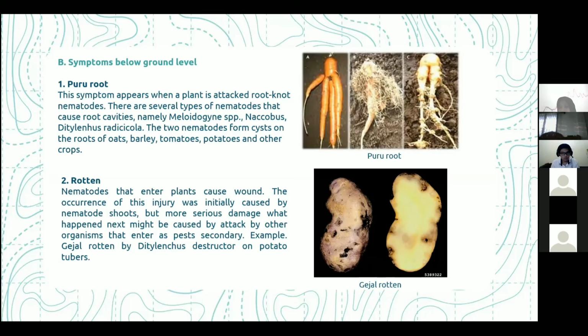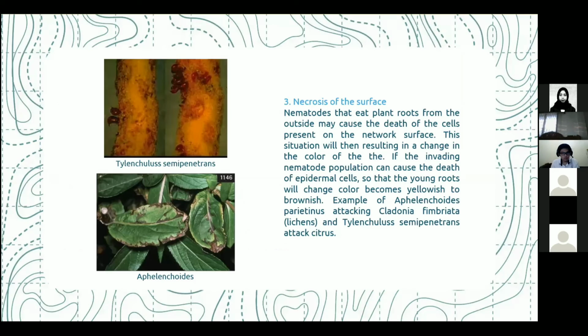Number three, an attack symptom is necrosis. Nematodes that eat plant roots feed on the content of the cells present on the tissue surface. This results in a change in color of the root. Nematode feeding can cause the death of epidermal cells. Young roots will change or become yellowish to brownish, as with Aphelenchoides attacking plants, and Tylenchulus semipenetrans.